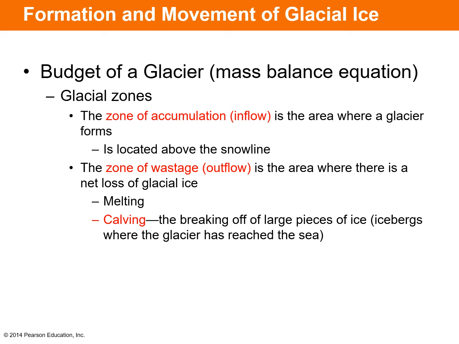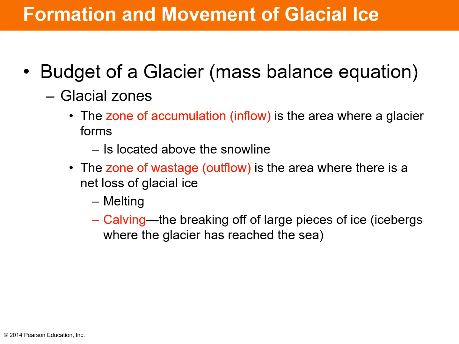So there are a few different glacial zones to consider when thinking about the mass balance of a glacier. So you have the zone of accumulation, or inflow, and this is the area where a glacier forms, or where it grows. And this area is located above the snow line, because again, the snow line is the elevation above which the snow that accumulates during the winter doesn't melt during the spring or the summer.